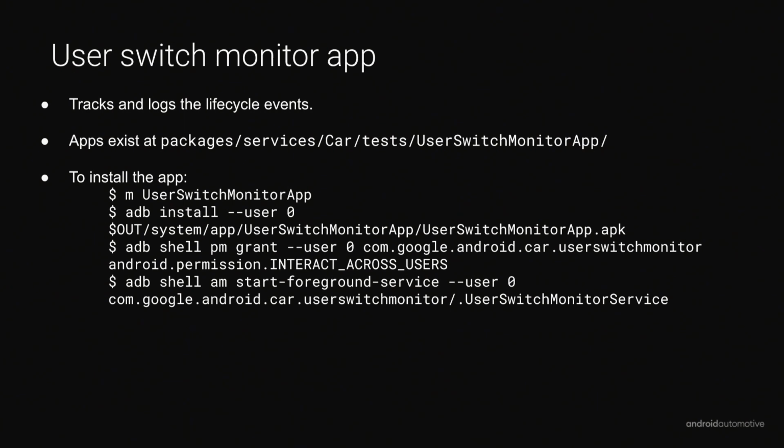Next, I'll talk about a couple of tools, how we can use them for debugging, troubleshooting, and performance monitoring. The first one is the user switch app. This app tracks and logs the lifecycle events, as mentioned by Felipe in his slides. The app exists at this location, and these are the instructions to install the app. This app can be very useful for troubleshooting and debugging during user switching.